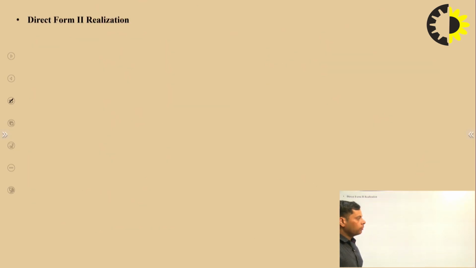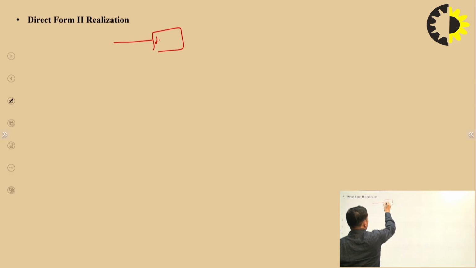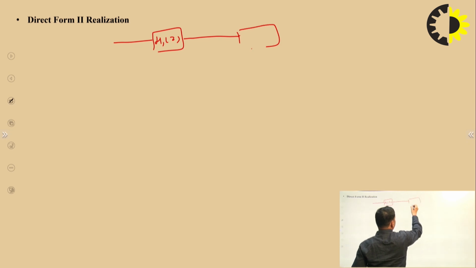In the direct form 2 realization, how will we go? In the direct form 2 realization, we will follow the approach where we divide the overall H(z) into two parts, like this one.